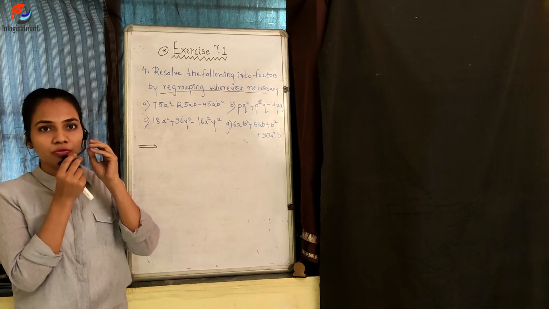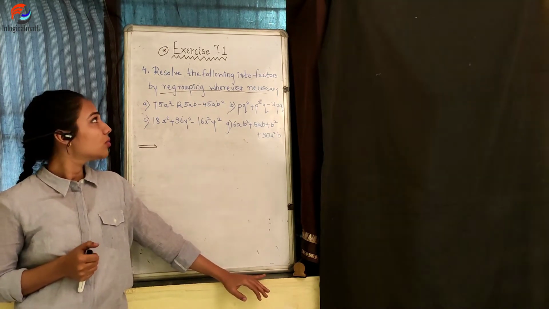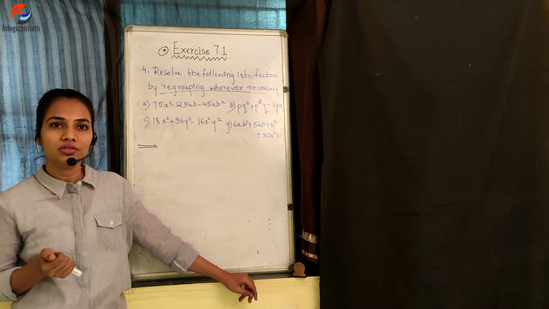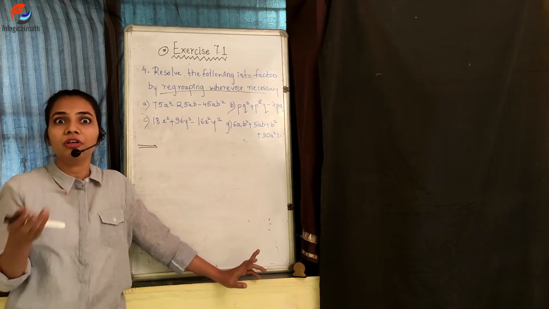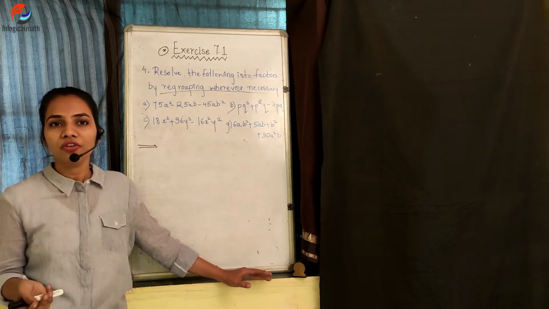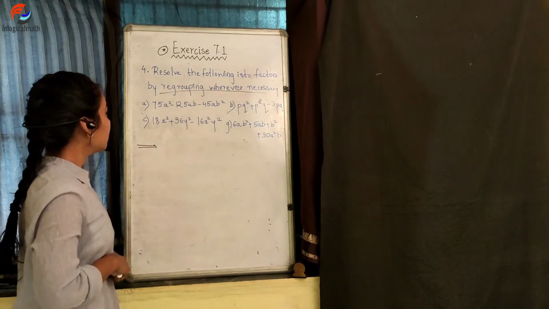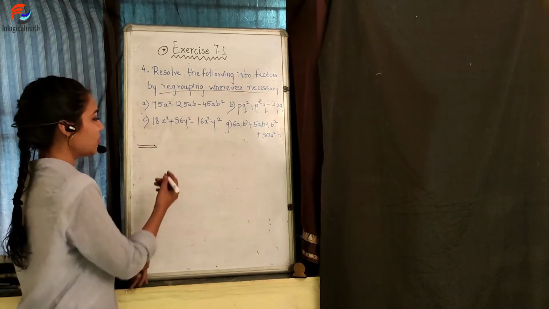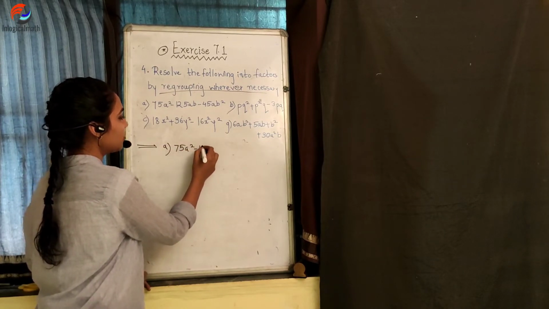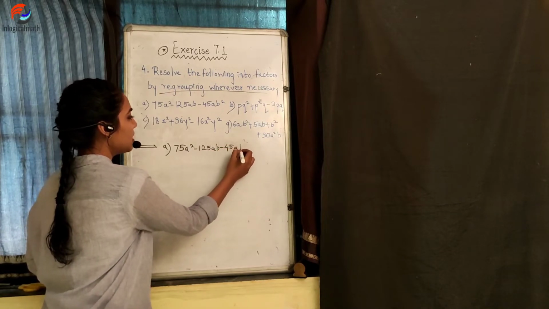So we will now move towards exercise 7.1 third question. The question is that we have to resolve into factors, and regroup them wherever necessary. If it's required, you have to regroup them and then find the factorization. First we will go for question A. So A is what? 75A square minus 125AB minus 45AB square.